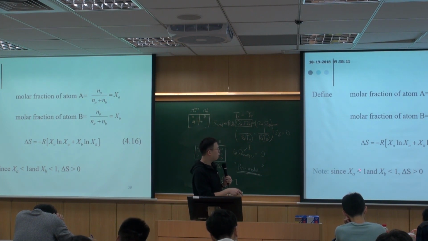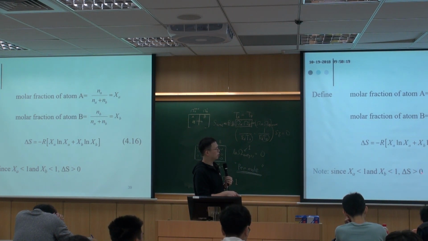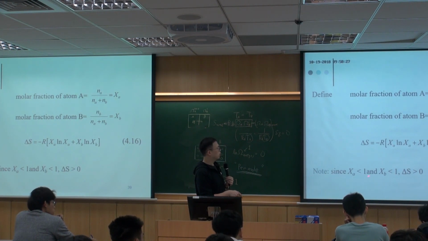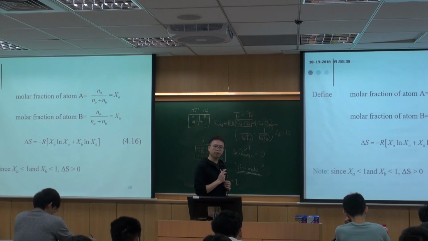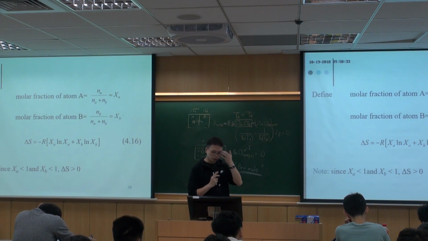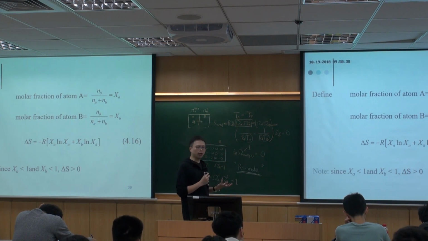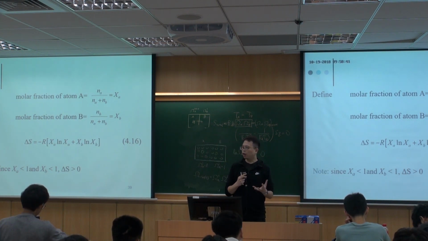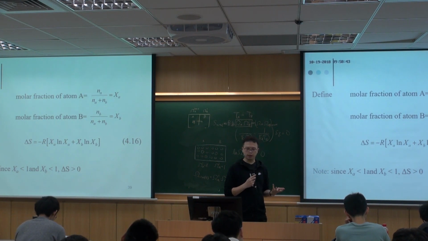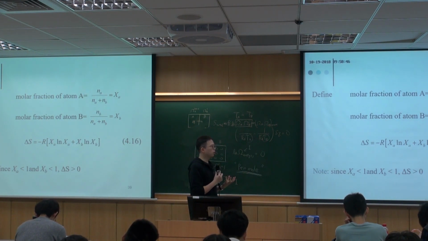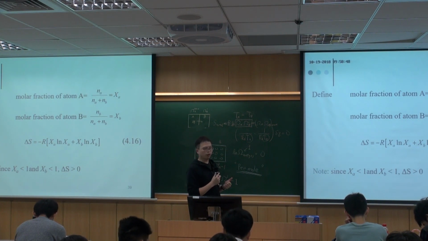And we know that for mole fraction, of course, it should be smaller than 1. If these two are all less than 1, then we know that delta S should be greater than 0, because there's a minus sign here, and these logs have minus signs as well, because log of something that is less than 1 is a negative number. So for this mixing process, delta S is greater than 0. This is common sense: for most mixing processes, the change of entropy should be greater than 0. And this is how you derive it.